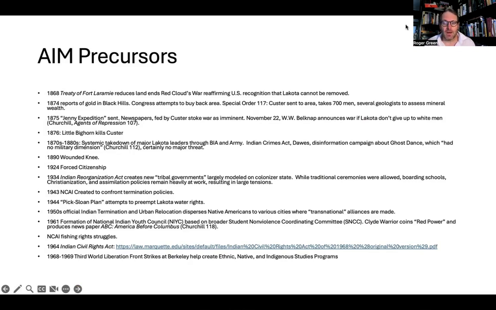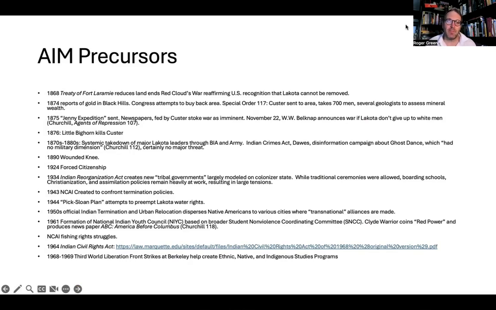Traditional ceremonies become allowed again, but boarding schools and Christianization and assimilation policies remain heavily at work, resulting in large tensions throughout the era. In 1943, the National Congress of American Indians, which still exists today, was created to confront termination policies, to try and stop the U.S. government from getting out of its obligations through treaties to Native folks.